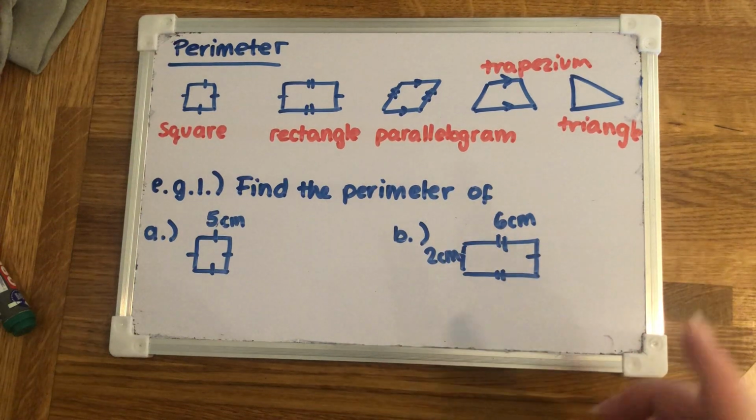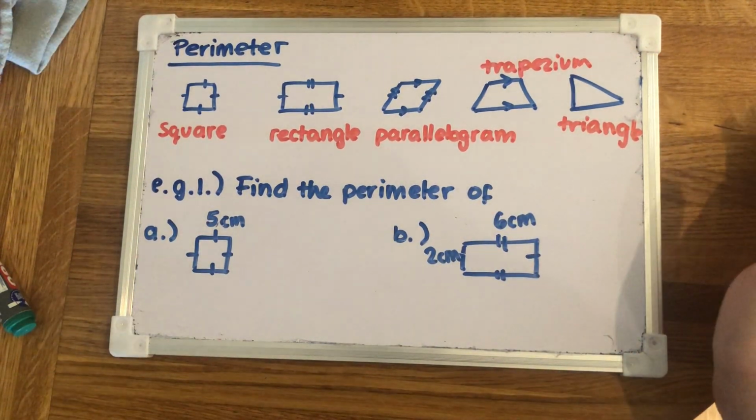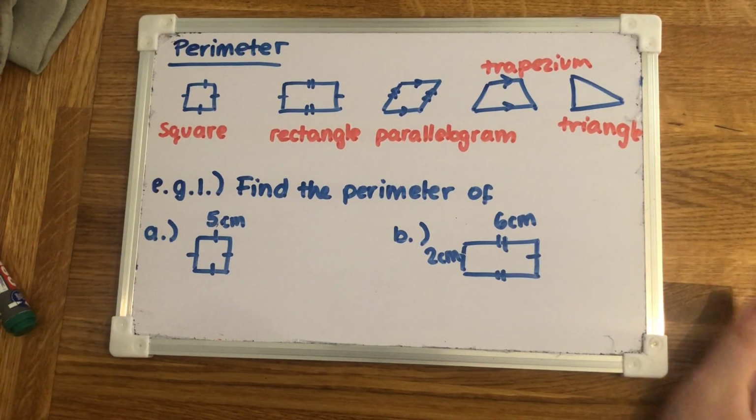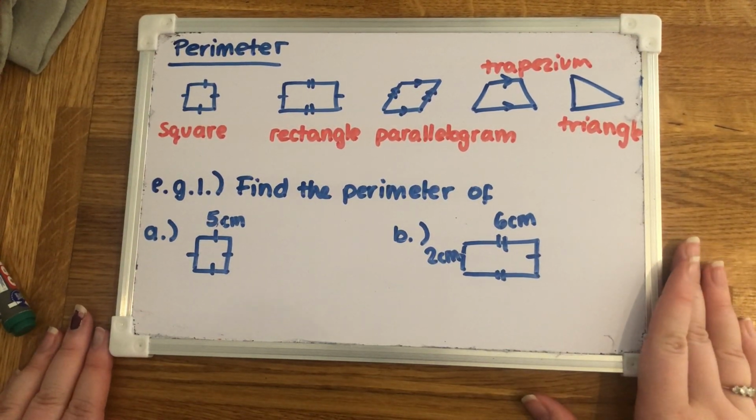So the parallelogram is just like a pushed over rectangle or square. If it's a pushed over square, the posh name is a rhombus, but parallelogram is absolutely fine.